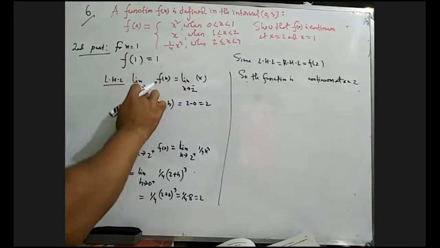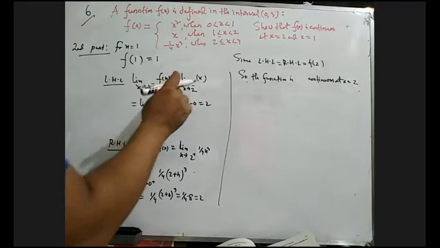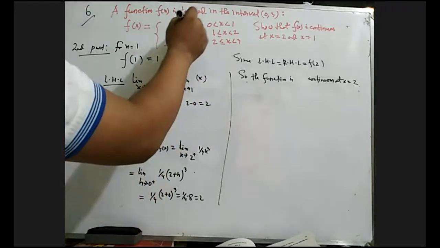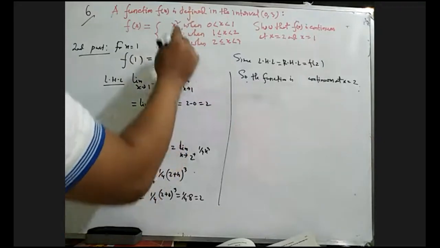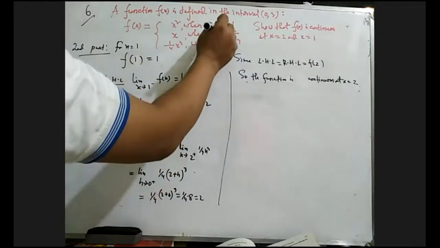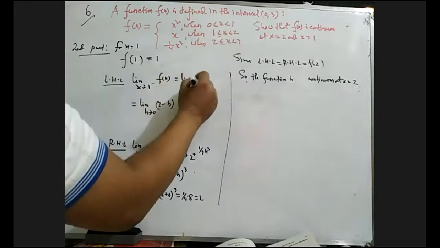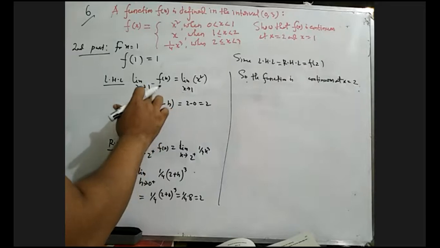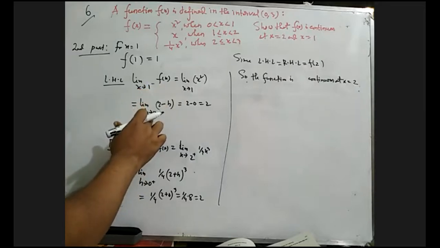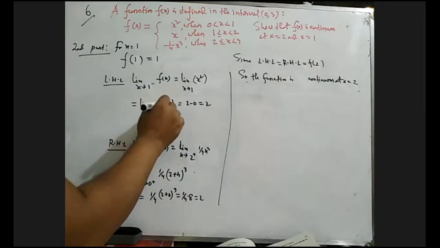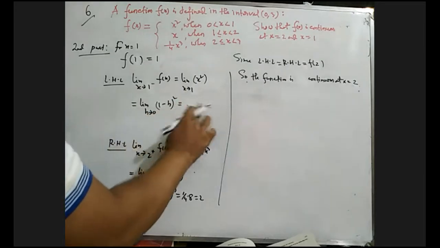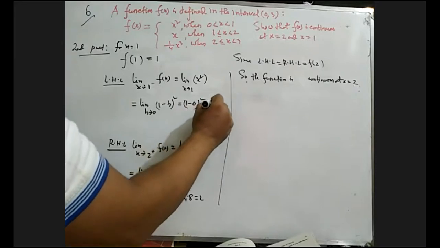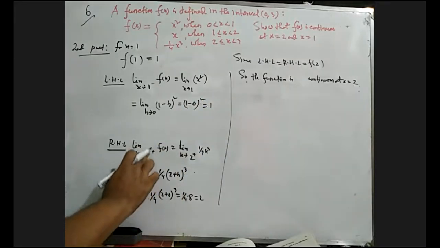Now the left hand limit at x equals to 1. What will be? X less than 1, in which function? Which part of this function? First part, because x less than 1. Okay, so now using the h definition, 1 minus h whole square. So putting the value of h, we get equals to 1.